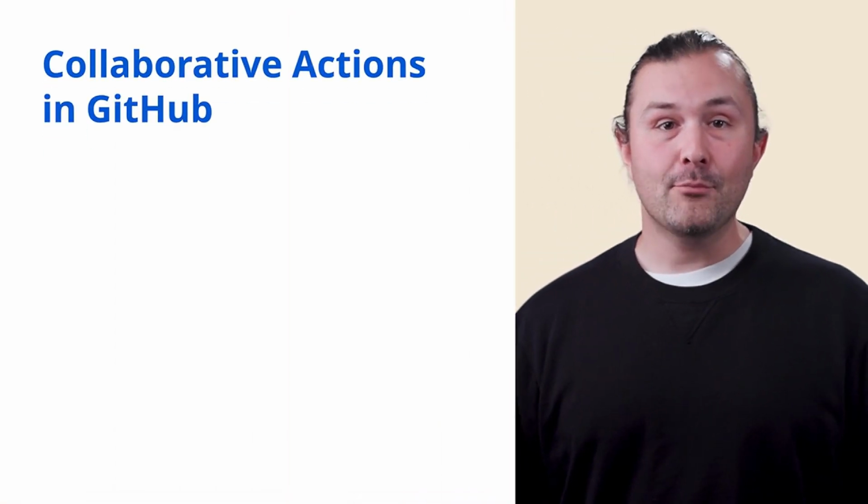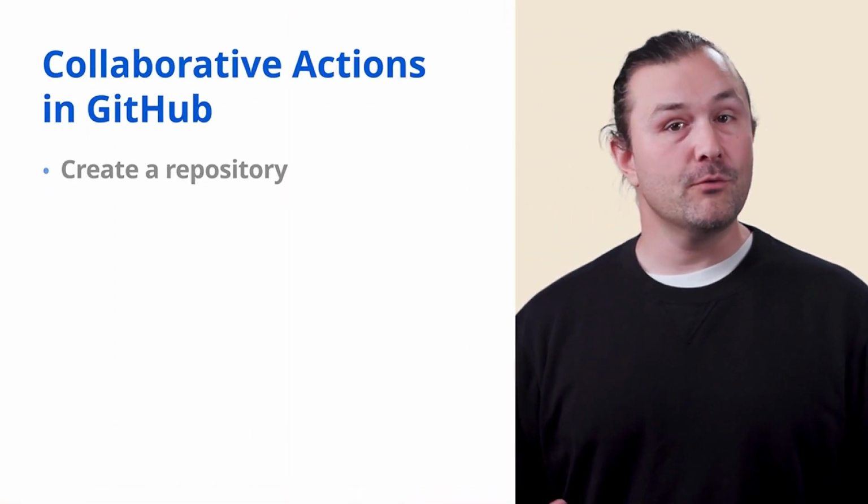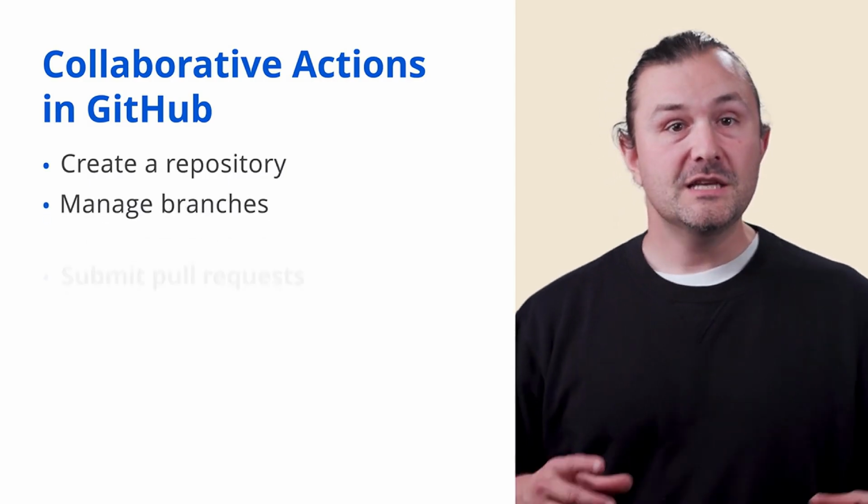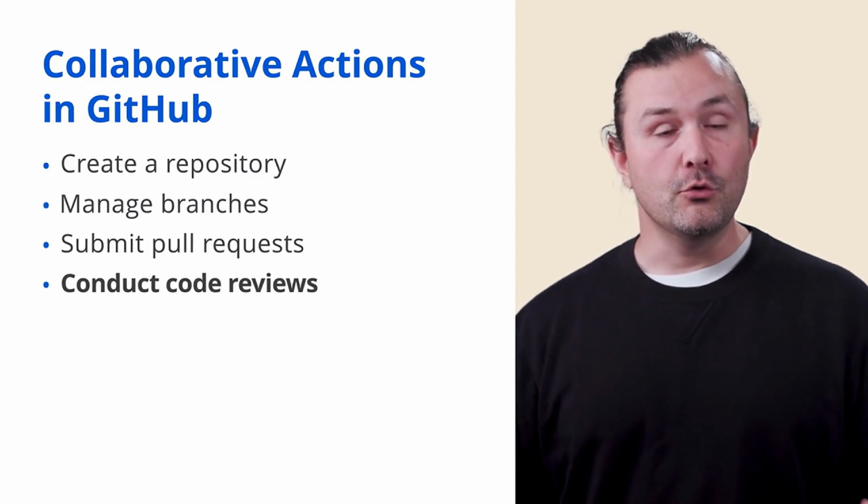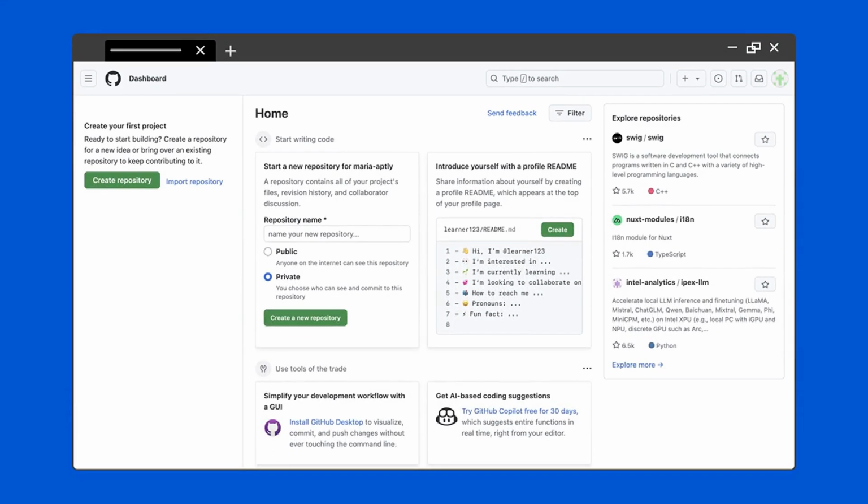Now that we've covered why GitHub is such a powerful tool for collaboration, let's explore the specifics of how developers can actually use it to work together effectively. You can both collaborate and manage projects by using GitHub to create a repository, manage branches, submit pull requests, and conduct code reviews. So where does your project start?